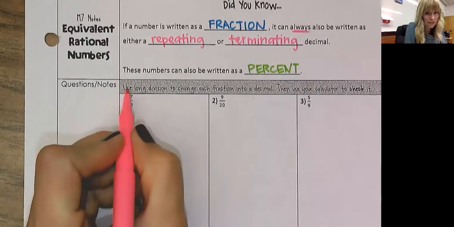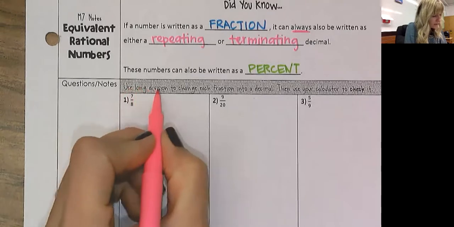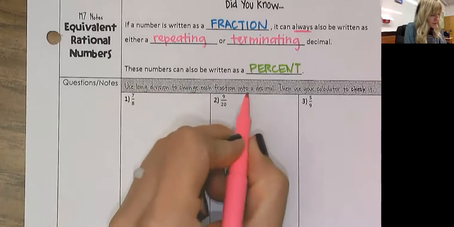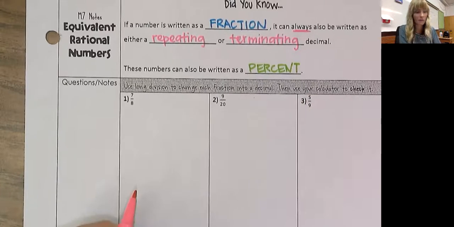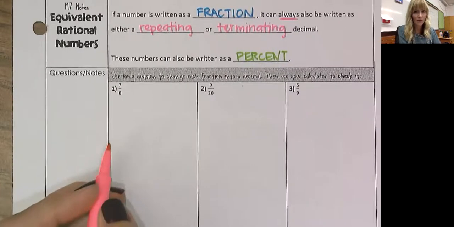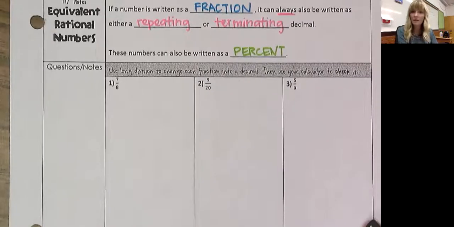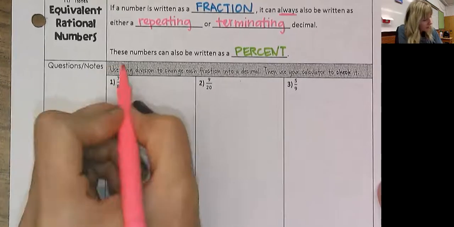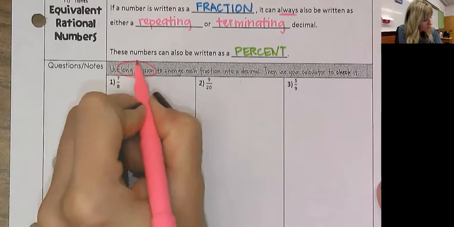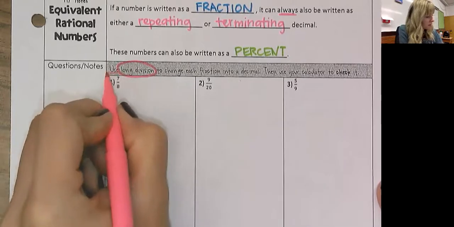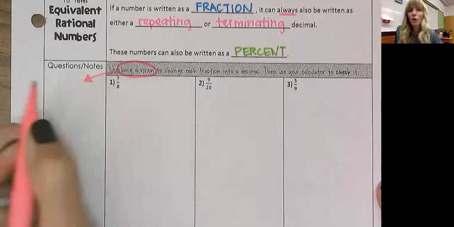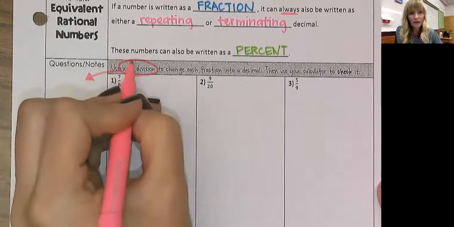In the instructions, it says use long division to change each fraction into a decimal. Then use your calculator to check it. And I'm going to show you how to do all of that on these first 3 examples. And then I'm going to let you try the next 3 and see how you do, okay? So let's circle these words long division. Long division. Why in the world would long division be involved? Well, let's give ourselves a little note over here. So go ahead and circle that like I did long division.